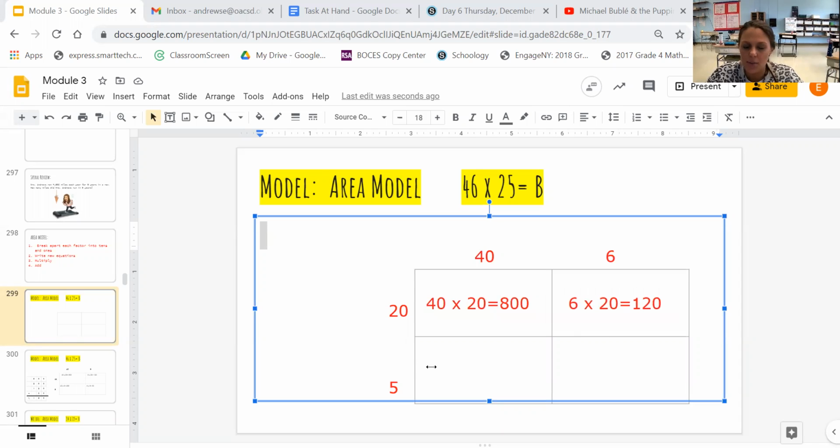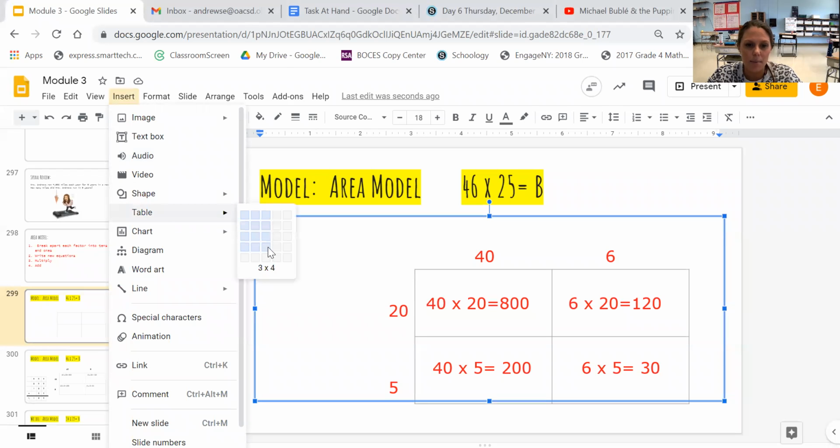Go down here to my next one. I go to my top, I go to my side, multiply. 40 times 5. 4 times 5 is 20. Add my 0. Last, go to the top, go to the side, and I multiply. So I'm going to do 6 times 5, which we know is 30. My last step is I'm going to add them all up.